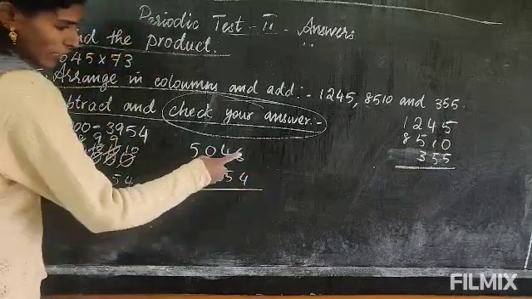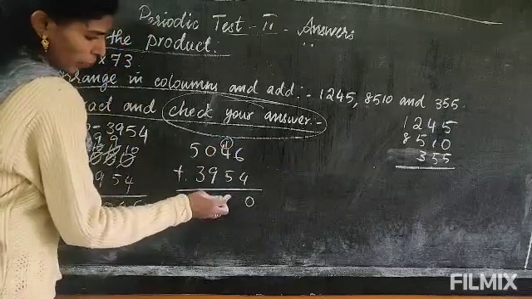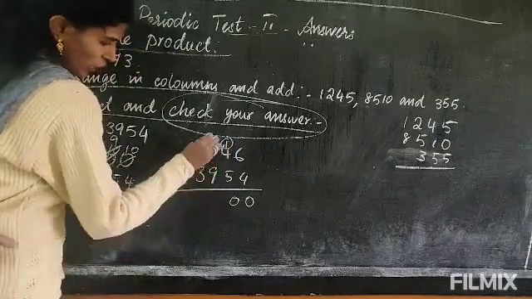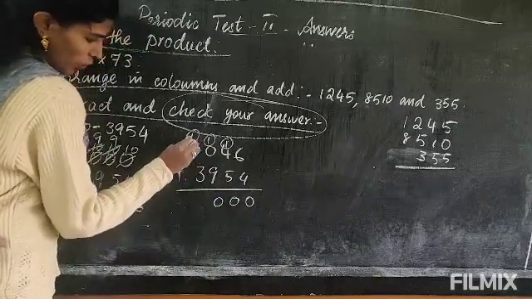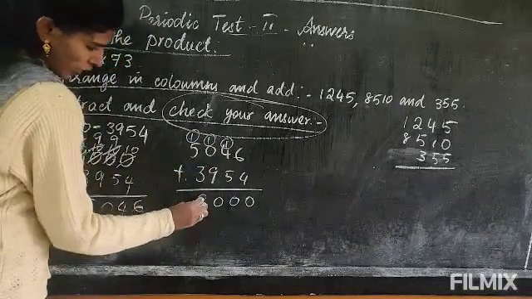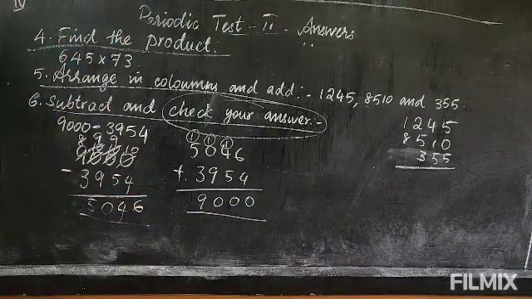So now if you add 6 plus 4, 10, carry over 1. So 1 plus 4, 5. 5 plus 5, 10. So 0, carry over 1. So 1 plus 9, 10. So 0 and here carry over 1. 1 plus 5, 6. 6 plus 3, 9. So you have got 9,000. So you have got the first number. So your answer is verified.